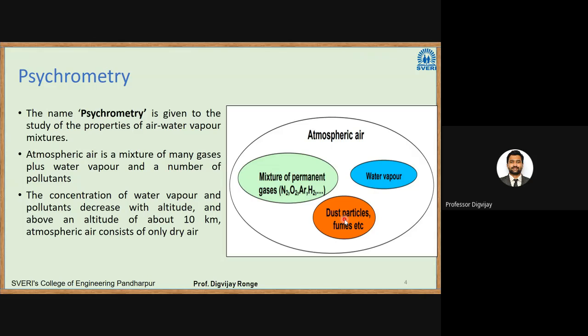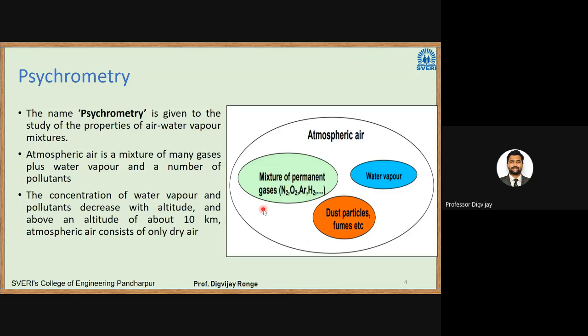Then we have dust particles, fumes coming out of the chimneys of industry. So we have gases, we have liquid, and we have solid. So atmospheric air, this big domain, will contain these gases. Then it will have water vapor, and then it will have dust particles.